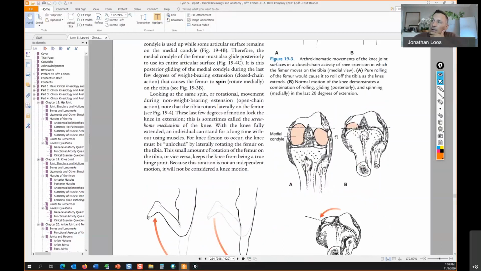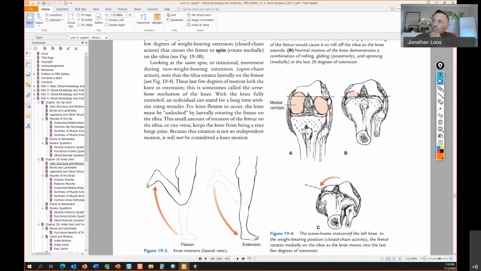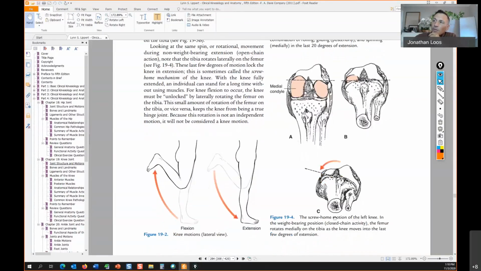You can see here, this is a distracted view, so you're looking up from an inferior view, and you can see that the medial condyle is slightly larger than the lateral condyle. You can see some of the twisting, the internal tibia rotation, and this is called the screw home mechanism, and this is dealing with the locking and unlocking.